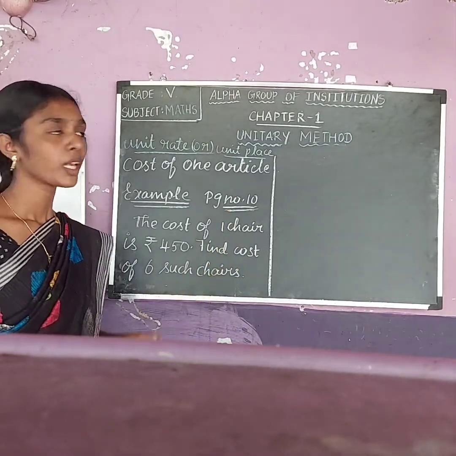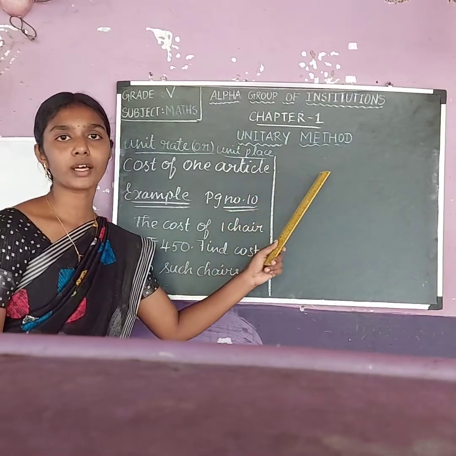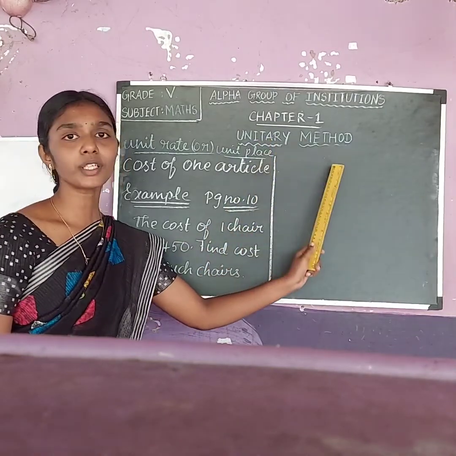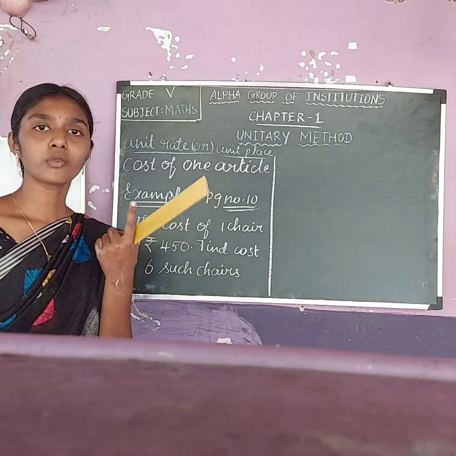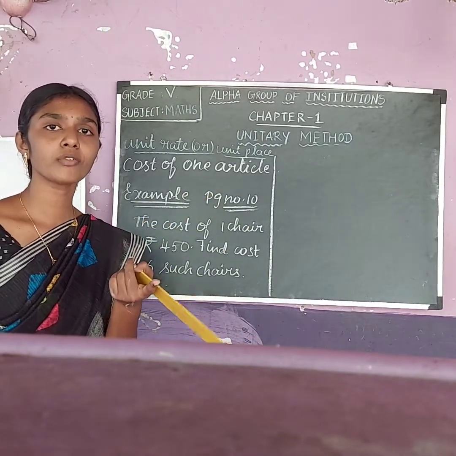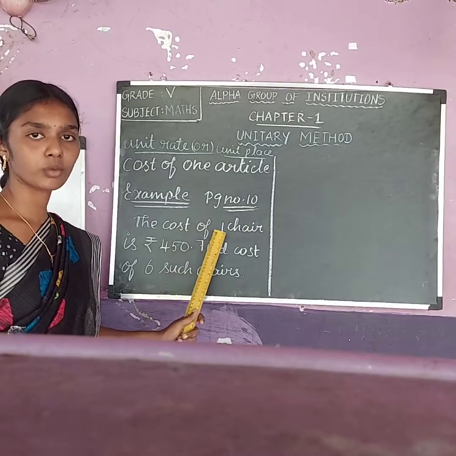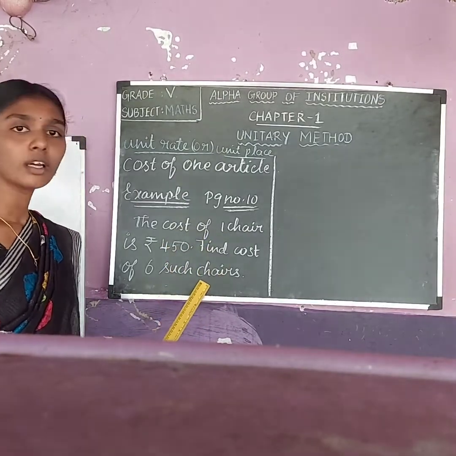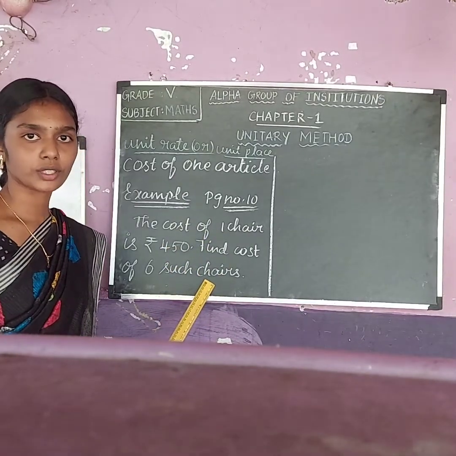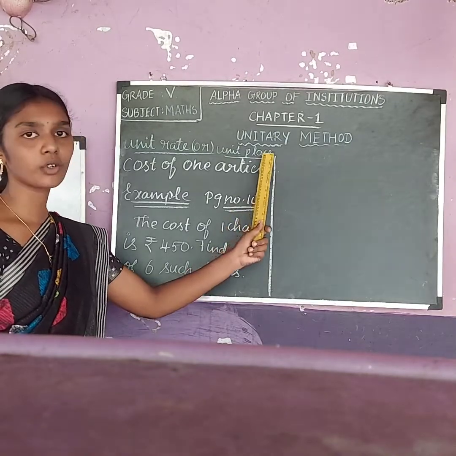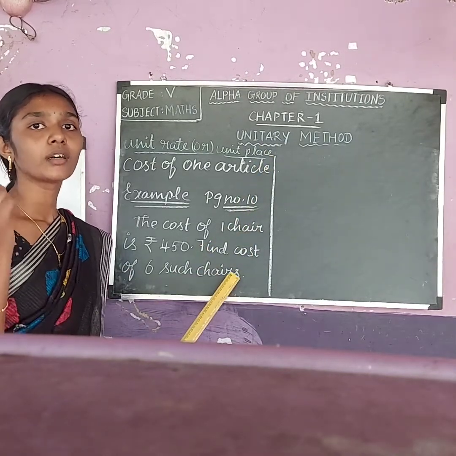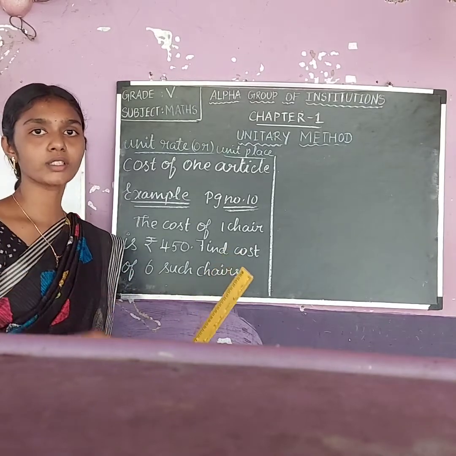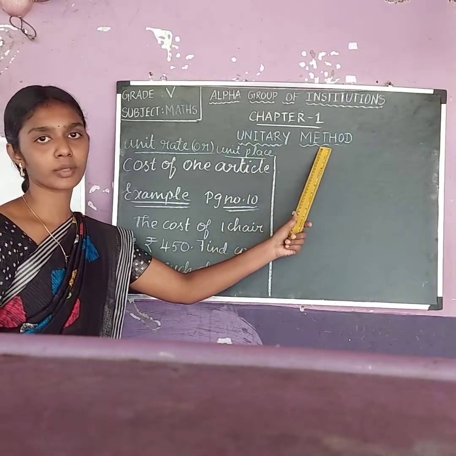So, in the unitary method, we already saw where it is used. It is used in two places. If the value of one object, that is, one unit, is given, we can find the value of many units. In that place also, the unitary method is used. If the value of many units is known, we are able to find the value of one unit. These two uses are what the unitary method says.